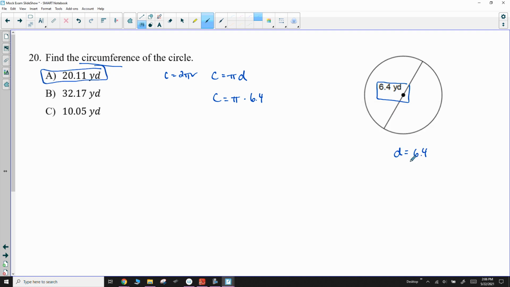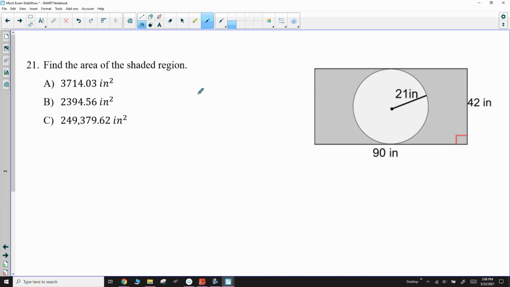20.11. If your natural inclination was to divide that by 2 and do 3.2, you would end up with the exact same answer, because you're going to turn around and double that. But I think this is going to appear on your formula sheet, so you can use either one of those, whatever makes you comfortable.